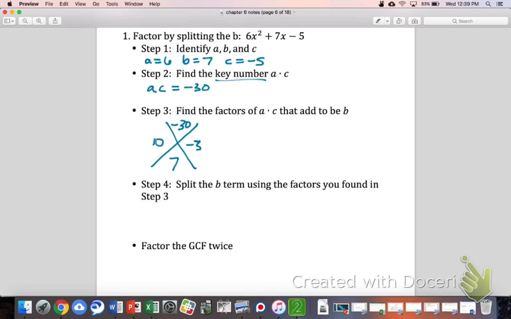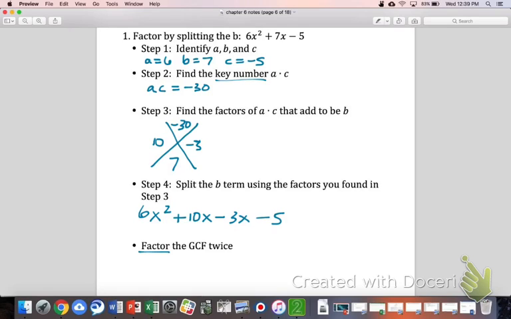Now what we're going to do is split the b using the factors that we just found. So it's going to look like this. 6x squared remains, but the b used to be 7, and so instead of writing 7x, I'm going to put plus 10x minus 3x minus 5. The way we split the b, we split it up into a strategic 10x minus 3x. We haven't changed the value of anything, we've just changed the form a little bit.